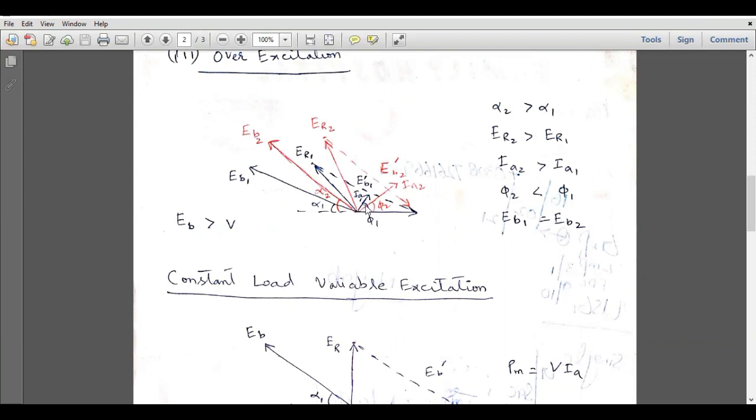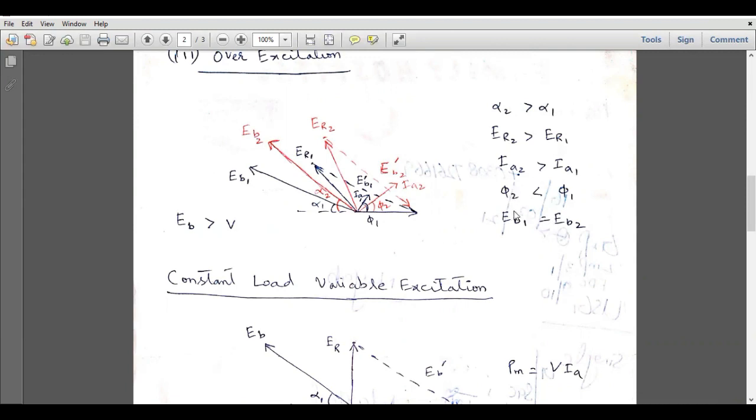Now these are the angles which correspond to the leading power factor regime. So this is a summary of the results. Under the over excitation case, the load angle increases, the reactance voltage increases, the armature current increases, but the phi angle decreases, and the back EMF remains the same. So these are all the results.